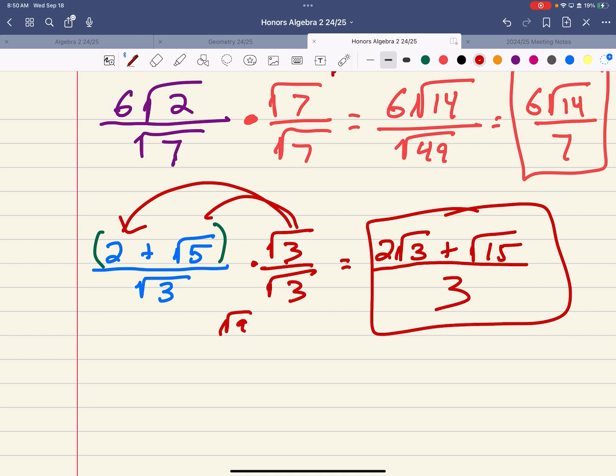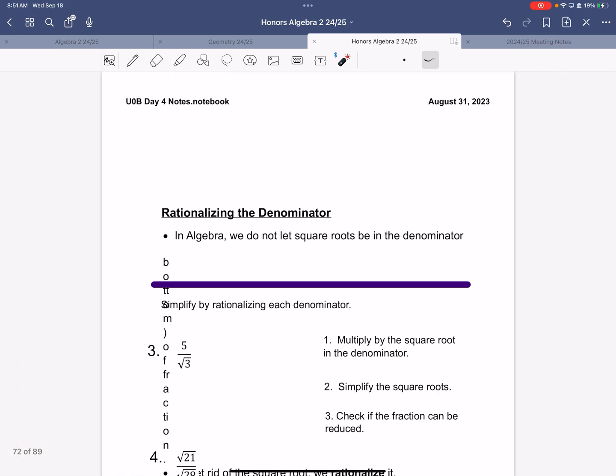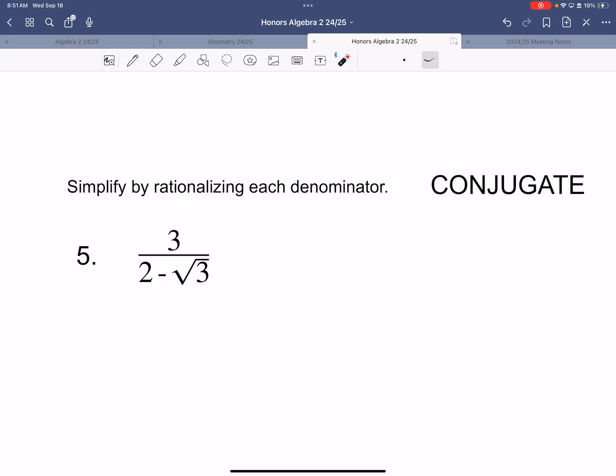Remember, these cannot be combined. What's underneath the radical is different, so they can't be combined. So if I have a single term, are we okay with rationalizing it? There's just a single term in the denominator. All right, the next step then is what happens if you have more than one term in the denominator.